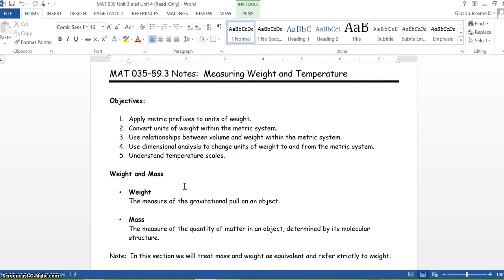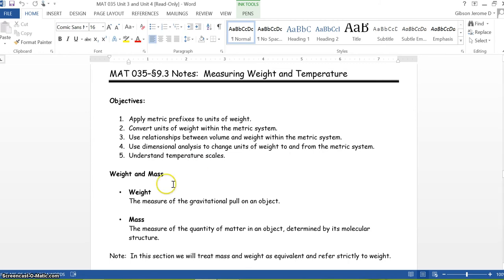Hello class, we're about to start section 9.3, measuring weight and temperature. The objectives are to apply metric prefixes to units of weight, convert units of weight within the metric system, use relationships between volume and weight within the metric system, use dimensional analysis to change units of weight to and from the metric system, and understand temperature scales.